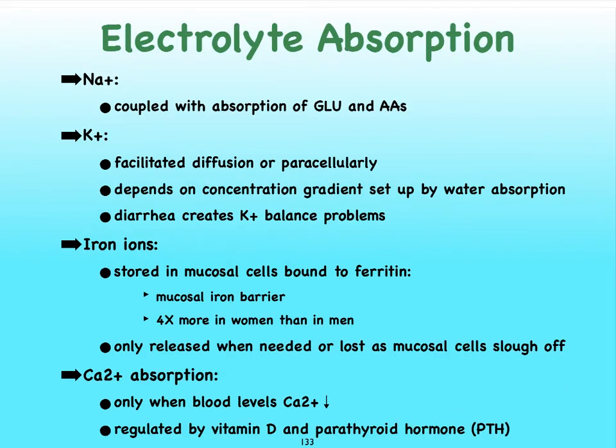We also need to take a look at the absorption of electrolytes. You've already learned about the absorption of sodium, which typically occurs together with the absorption of glucose and amino acids via this transport we discussed in great detail called secondary active transport. Potassium leaks out of cells relatively easily by means of diffusion. It can also move in between cells, and when particles move in between cells, we say that they're moving paracellularly.